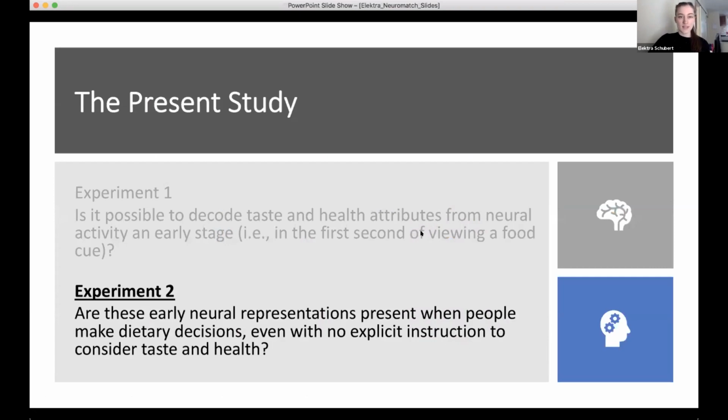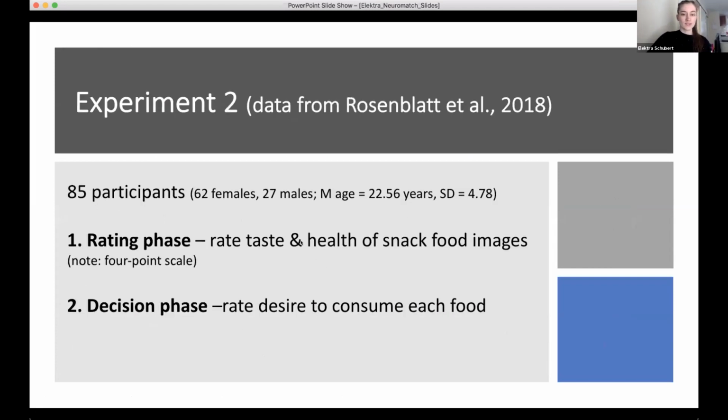So based on this, we decided to reanalyze data from a previous study in our lab to look at whether these representations are still present or whether they're different when people are making dietary decisions and are not explicitly instructed to think about the taste and health of the images. So this study was already published by Rosenblatt et al. in 2018. There were 85 participants and they completed 2 phases.